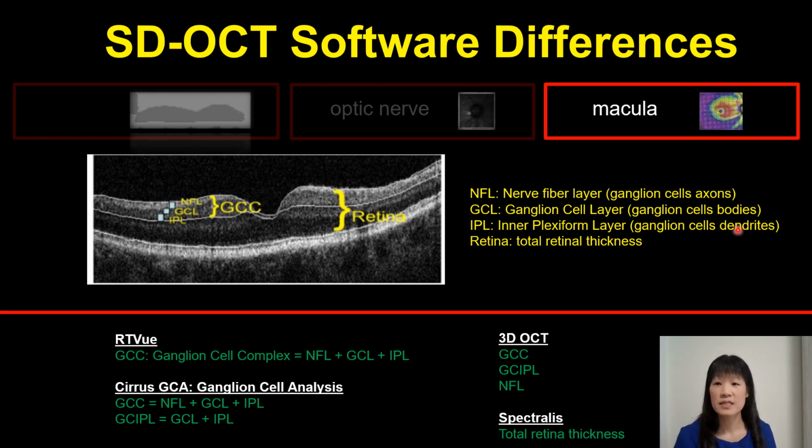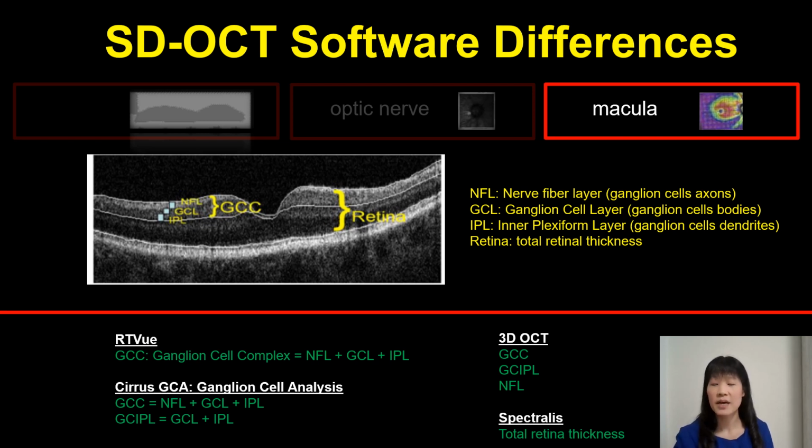So all three portions of the ganglion cell are incorporated in the GCC, or ganglion cell complex, in the RTVue machine. However, for example, in the Spectralis, the macular software for glaucoma has posterior pole asymmetry analysis, which gives us the micron thickness for the whole retina. And of course, if the ganglion cell layer thins with glaucoma, then of course the whole retinal layers are going to thin. But be aware that different machines are imaging different layers of the macula. So that's the first difference in software.